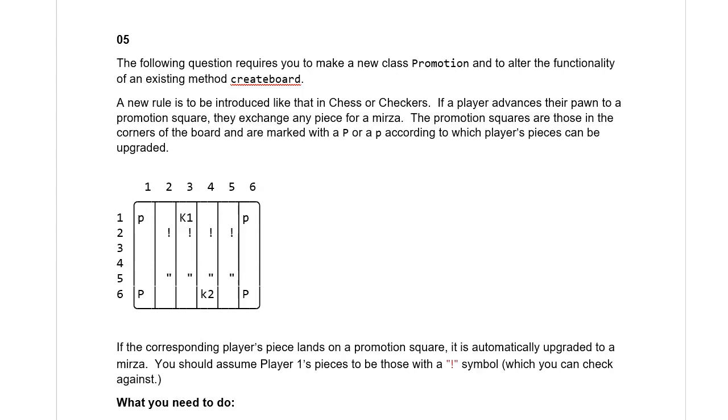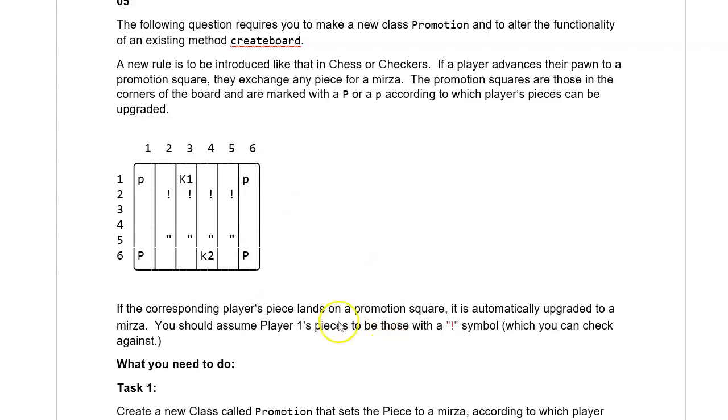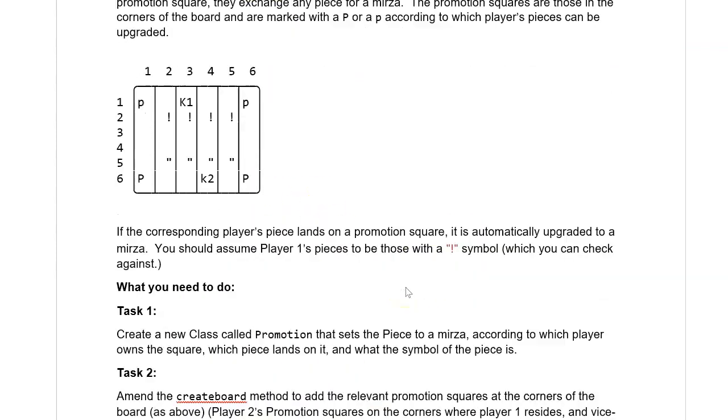Okay, so this was question 5. This is basically creating a new type of square. It was a promotion square in this case. A little bit like promoting any piece to a queen in chess, or getting a king in draughts. And it says exactly what to do. Your first job is to create a new class called Promotion, which means if you land on one of these Ps that you can see we're going to create, then we'll get another Mirza.